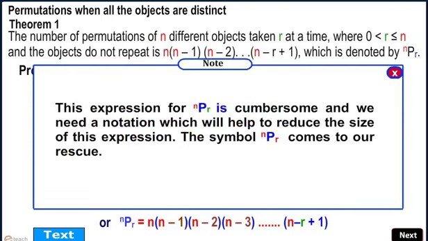Note that. Definition. This expression for nPr is cumbersome and we need a notation which will reduce the size of this expression. The symbol nPr comes to our rescue.